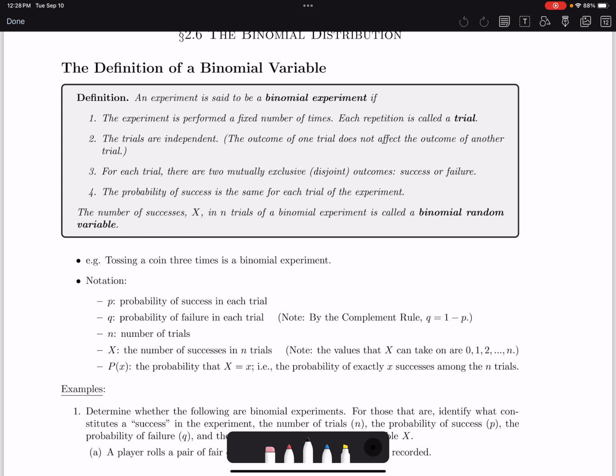Some notation that we'll use when we're describing binomial distributions are these things, right? A lowercase p is going to be the probability of success, right? A lowercase q is the probability of failure. n is the number of trials. x is the number of successes. And P(x) is the probability that capital X equals x, right? In other words, it's the probability that we have exactly x successes in our n trials. Going back to q, right? p is the probability of success. q is the probability of failure. Since you have two mutually exclusive outcomes, by the complement rule, it must be the case that q is 1 minus p.